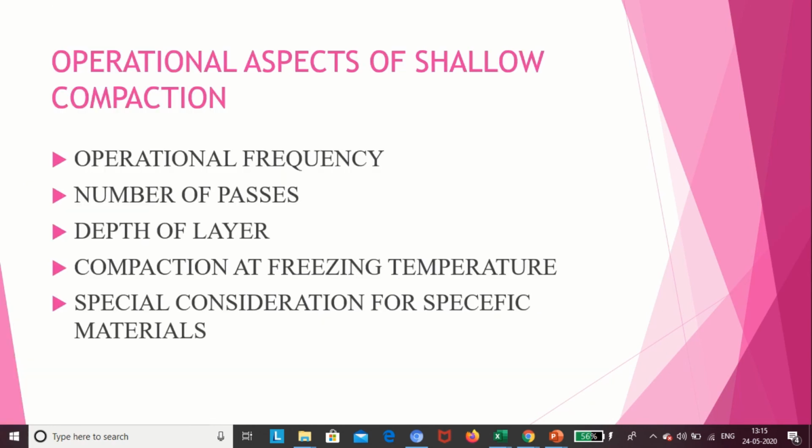Other surface compaction devices include heavy rubber tire trucks and scrapers, crawler type tractors, air tamps, gasoline driven tamps, small vibrating plate devices, etc. The operational aspects of shallow compaction are its operational frequency, number of passes, depth of the layer, compaction at conditions like freezing temperature, special consideration for specific materials, etc. So these are the ones which we have to mainly consider in the case of shallow compaction.